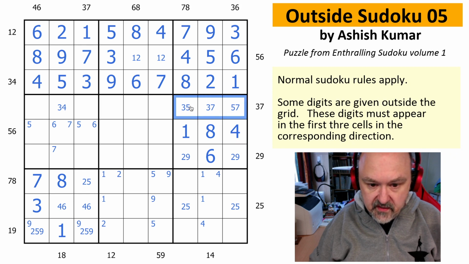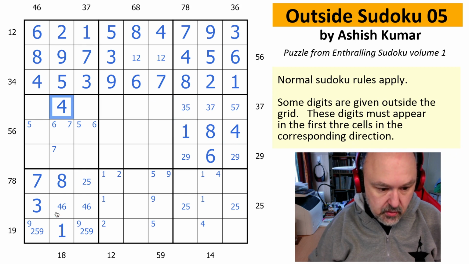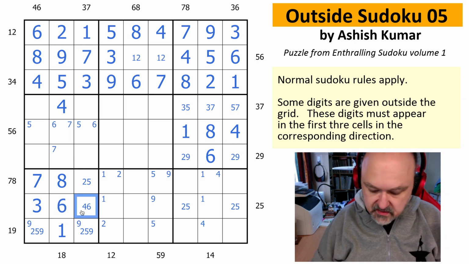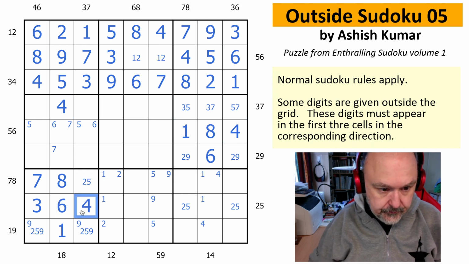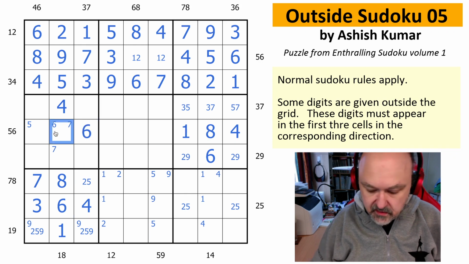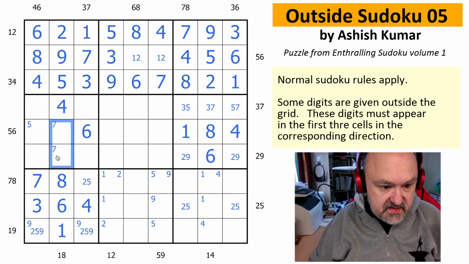Now 3, 5, and 7 is now a triple here, which means this is a 4, this is a 6, this is a 4. That 6 forces the 6 into there and not into there. This is now a known pair, but we've now got the 5 here. And this must be 3, 7. Yep, that looks correct.